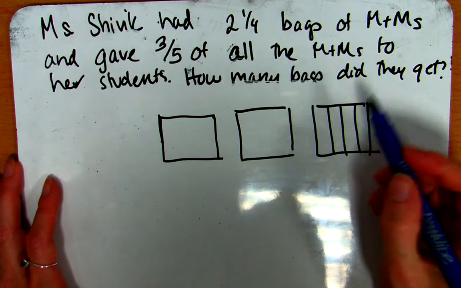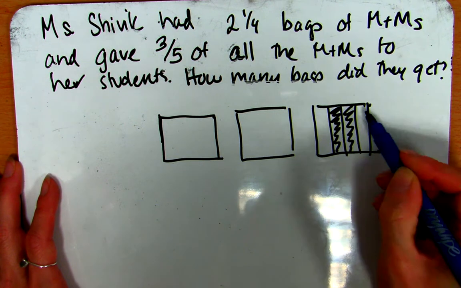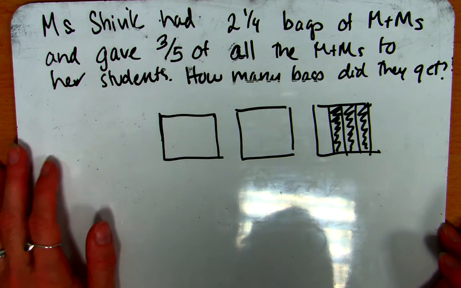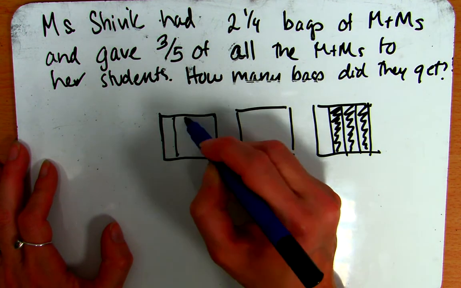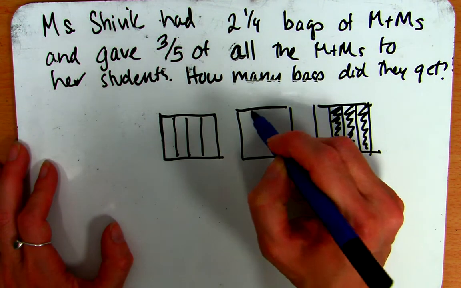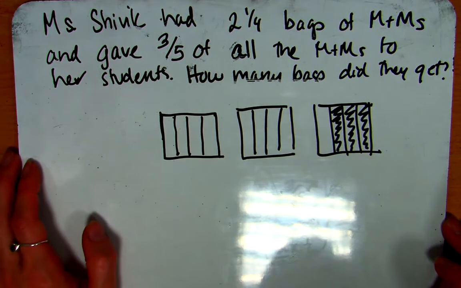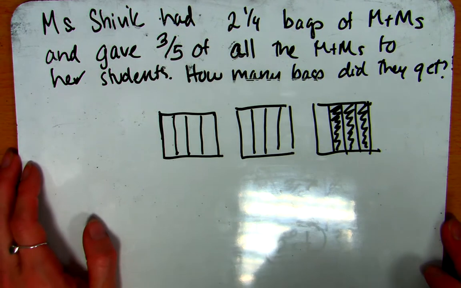In this instance, I'm actually going to black out the parts that I don't have. So everything I do have, the 2 1/4, is white. And just to make things consistent, I'm going to split everything into fourths. So I remember that the part that I'm working with right now is fourths. So I need to take 3/5 of this.